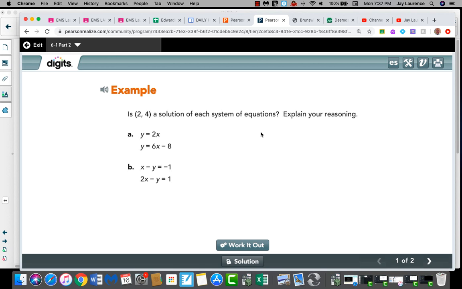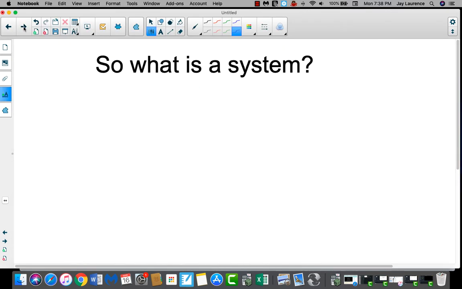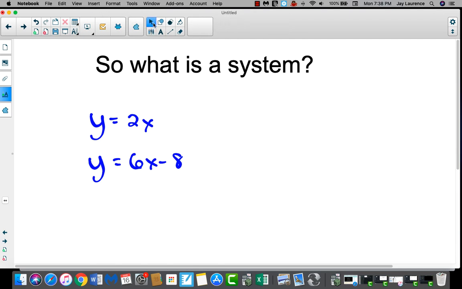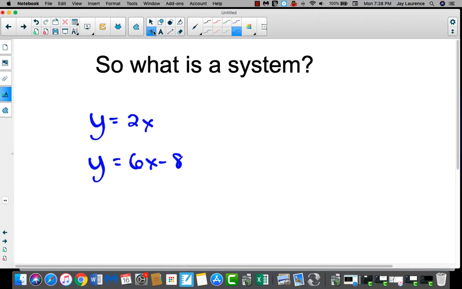Okay, is 2, 4 a solution of each system of equations? Explain your reasoning. So let me see here. I had the equations y equals 2x and y equals 6x minus 8. And they want to know if 2, 4 is a solution. Is 2, 4 a solution to the system?